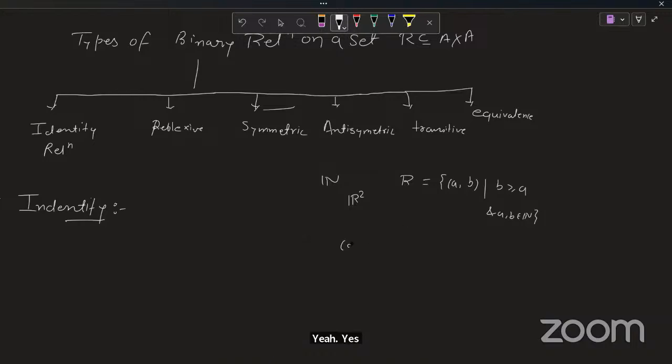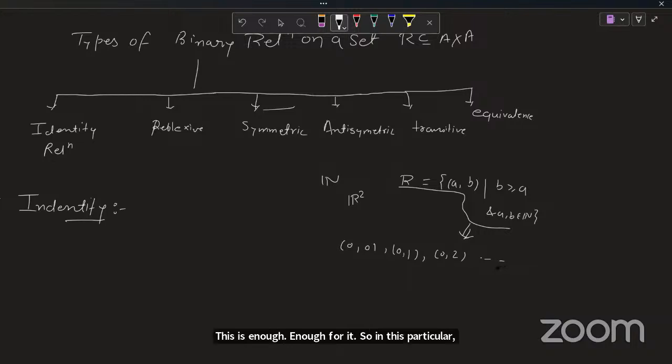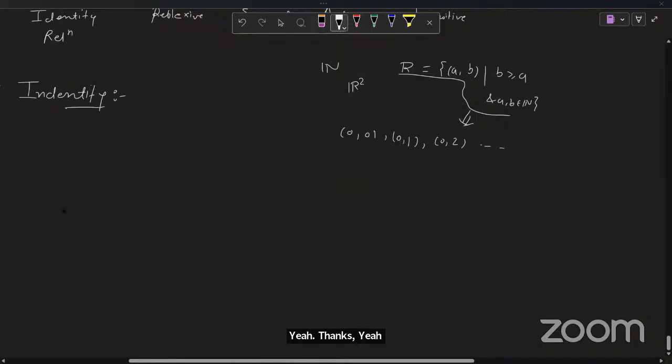So you are correct. This (0,0), (0,1), (0,2) will go on infinitely. That is why you have written it this way. This is enough to show it, since you are not able to write all the elements. That is what I discussed previously, in the roster form or comprehension form. Thanks a lot, sir. Okay, now let's move to the identity relation.